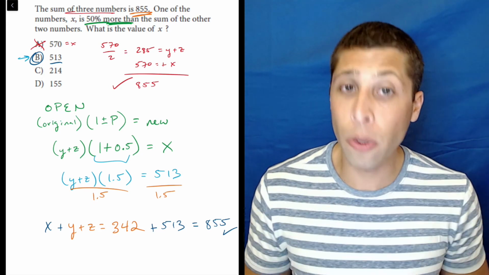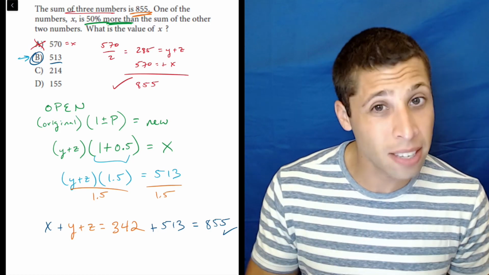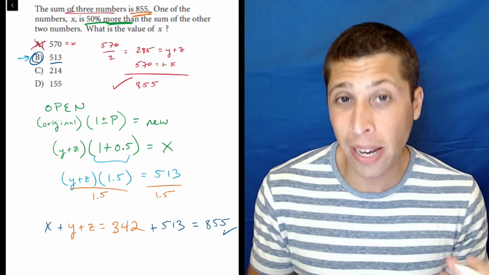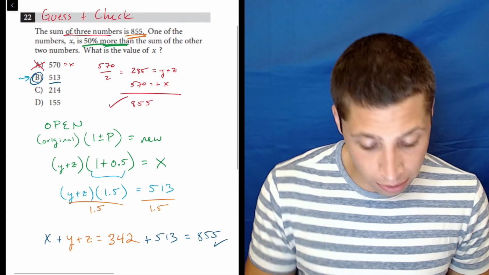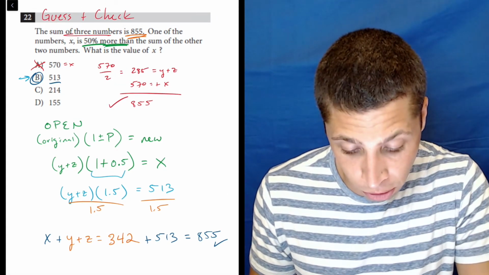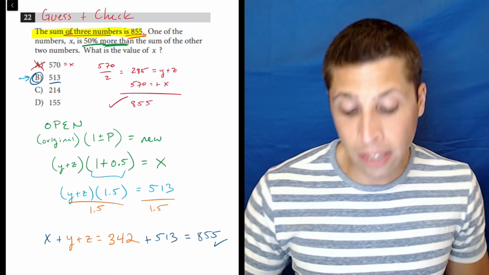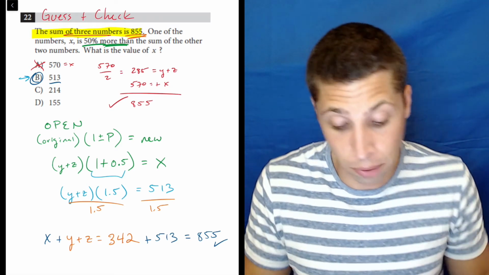So I'm going to show you how to do it algebraically, because I do think that this is a case where guess and check gets kind of messy because of the percentages, so it might not be ideal. But let's see, how would we turn this into equations from the start? Well, the first sentence, right here, that's really easy to turn into an equation, right? This sum of three numbers is 855.